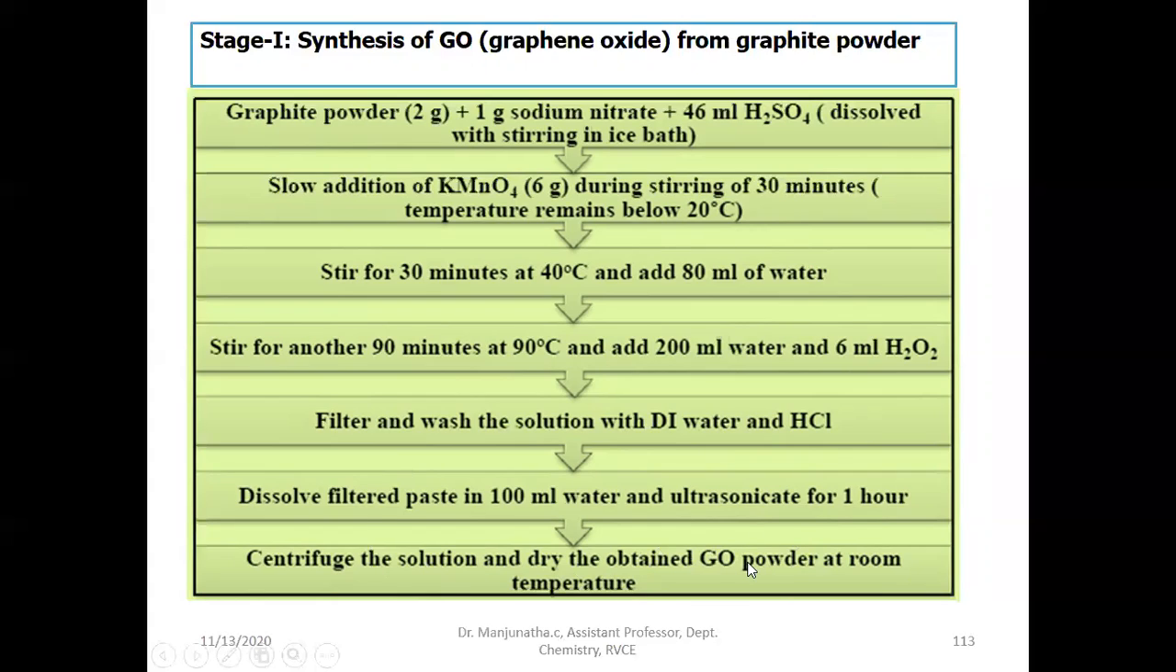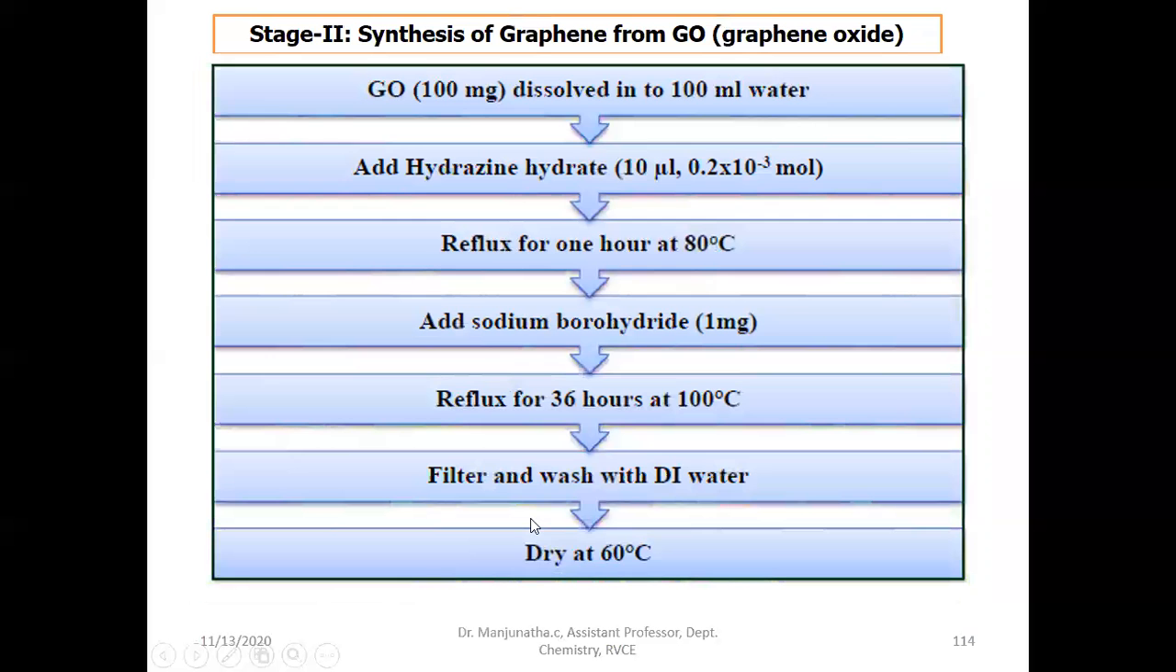Then it is subjected to the reduction reaction. This procedure involves two steps. The first one is oxidation, and then ultrasonication. Then in the second step, we are converting that graphene oxide into graphene. It means you need to remove oxygen from the graphene oxide, and you will get graphene. For that you need to use a strong reducing agent.